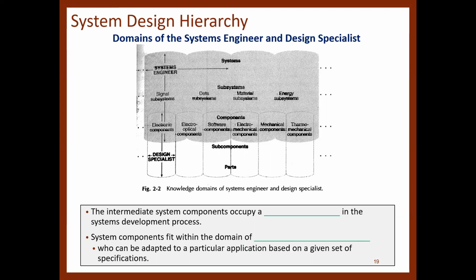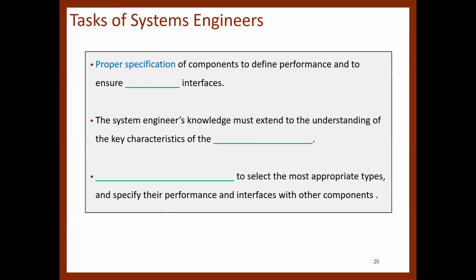Okay, so the intermediate system components occupy a central position in the system development process. The system components fit within the domain of the industrial design specialist, who can be adapted to a particular application based on a given set of specifications. Proper specification of components defines performance and ensures compatible interfaces.